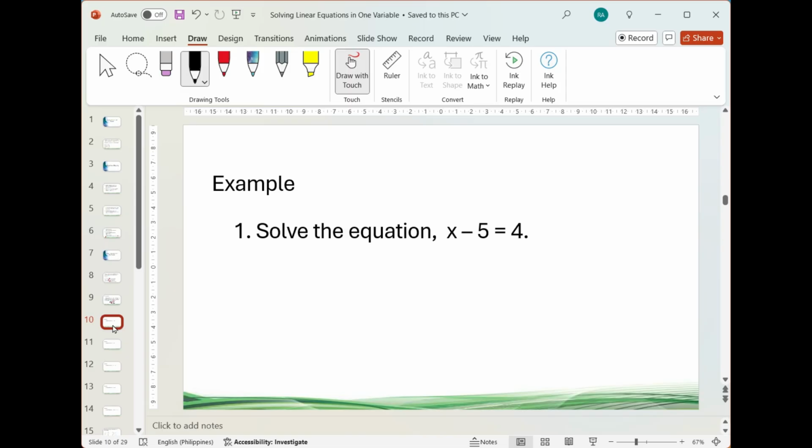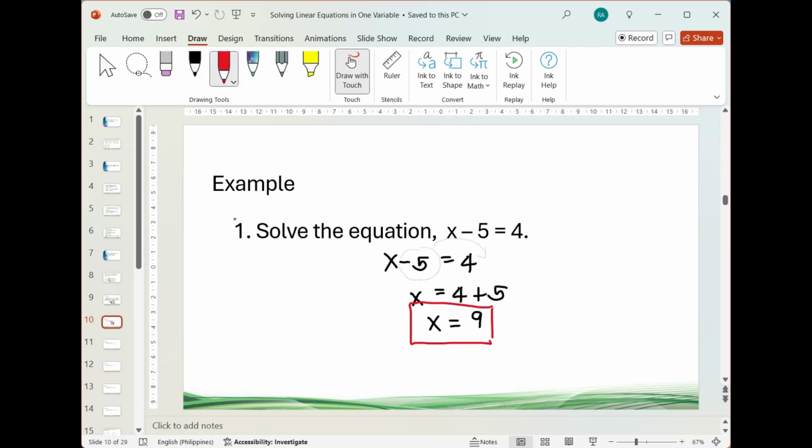Let us solve the equation x minus 5 is equal to 4. So x minus 5 is equal to 4. So kailangan nag-iisa lang si x dito sa left side of our equation. So ibig sabihin, si negative 5 need nating i-transpose dito sa right side of our equation. So that will become x equals 4 plus 5. Simplifying the right side, we now have x is equal to 9. So therefore, 9 is the root or the solution of the linear equation. X is equal to 9.